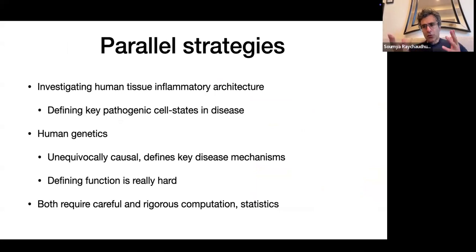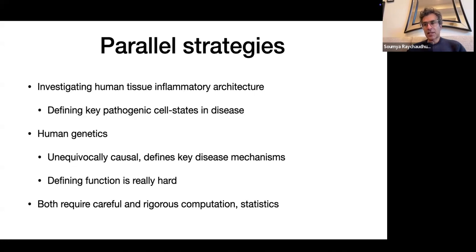So our group takes multiple strategies to trying to understand the mechanisms of human diseases. One thing we like to do is to actually look at the tissue and look at the inflammatory architecture of the tissue. This typically involves us wanting to define the key pathogenic cell states in disease. Another thing we do is we try at the same time to think about human genetic mechanisms. The genetics are the differences in genetics that we all have, what we're born with. So those risk alleles are unequivocally causal. They define key disease mechanisms.